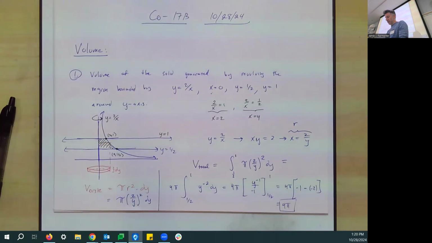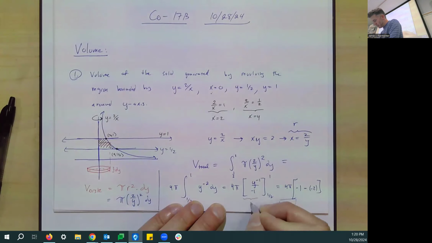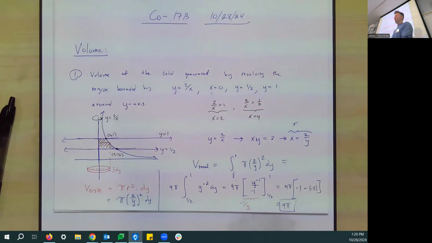I would have probably done something a little bit different here and just rewritten this as negative 1 over y, so that when I plugged in 1, I got minus 1. When I plugged in 1/2, I got minus 2. Cool.